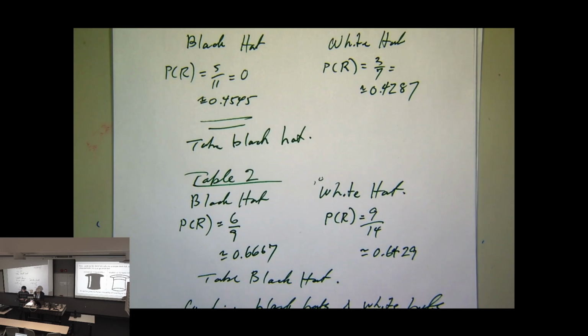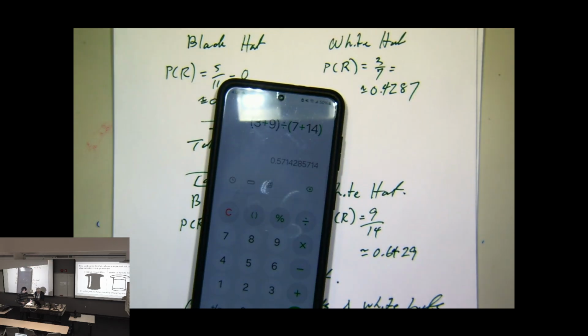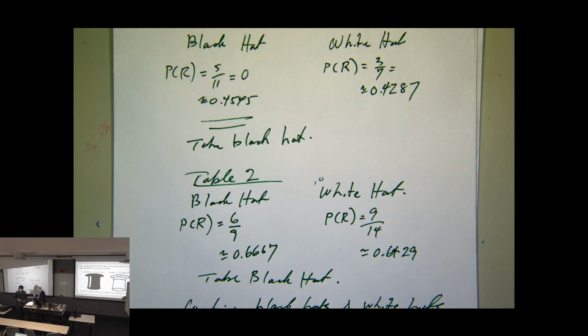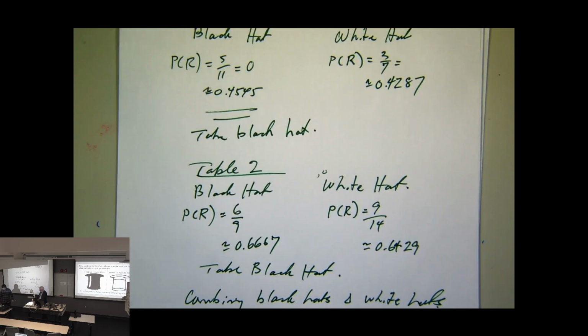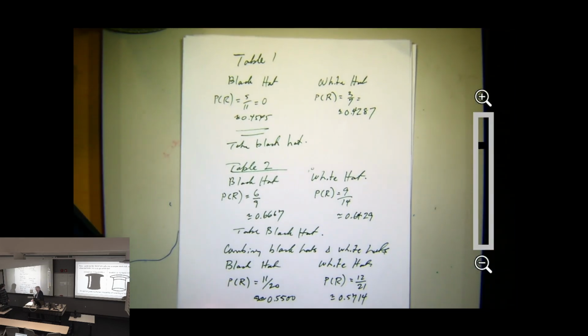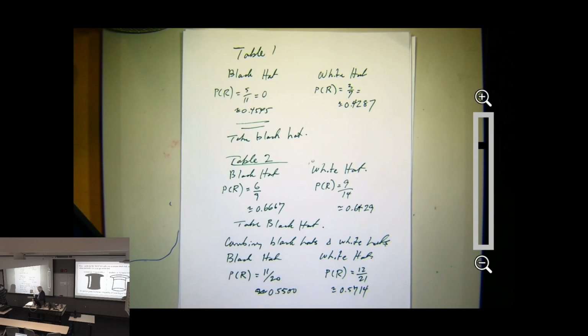Okay, probability of a red in this one. All right, so I did the baseball sum. I got 3 plus 9 divided by 7 plus 14. The combining, 12 over 21, and it's 0.5714. Oops, let's zoom that one down a little bit. 0.5714.